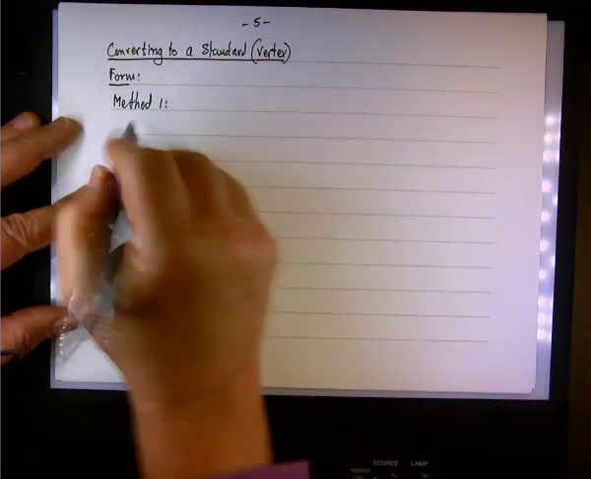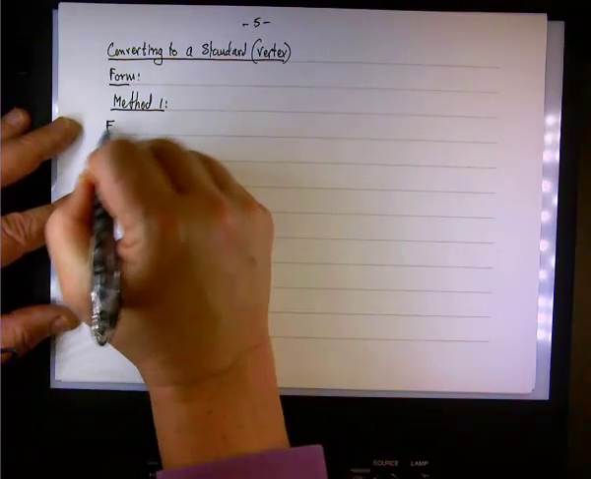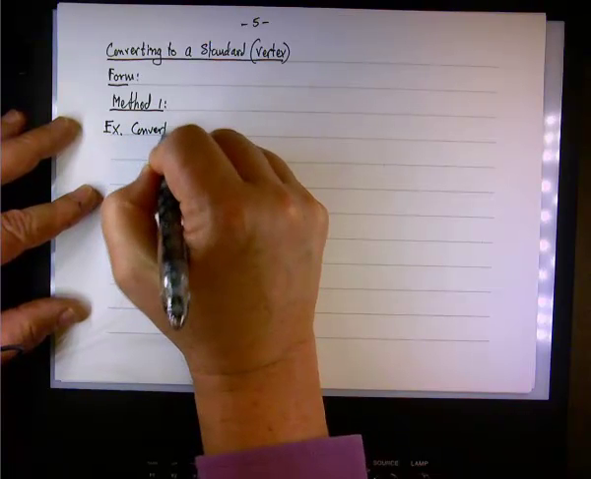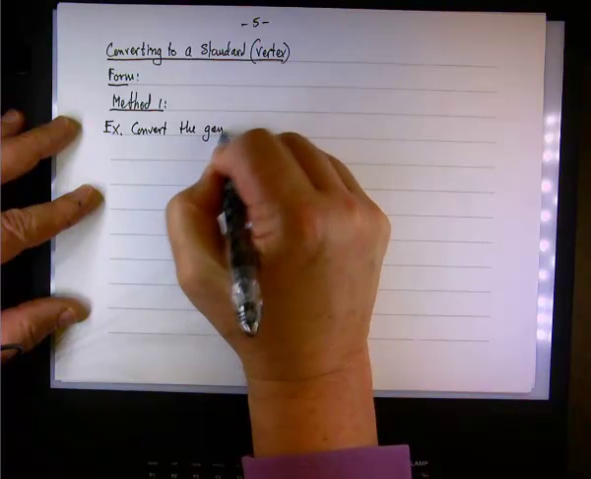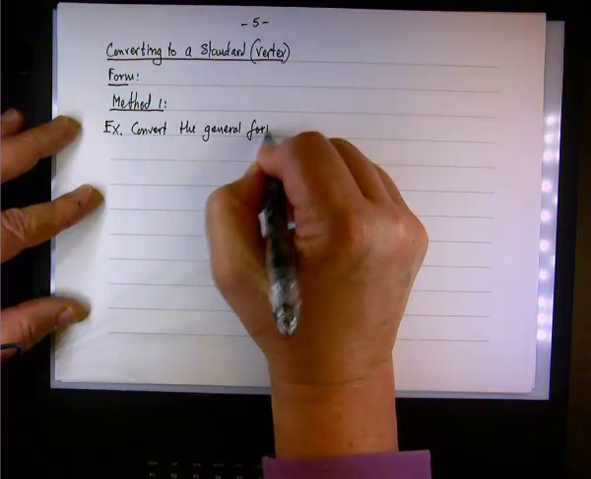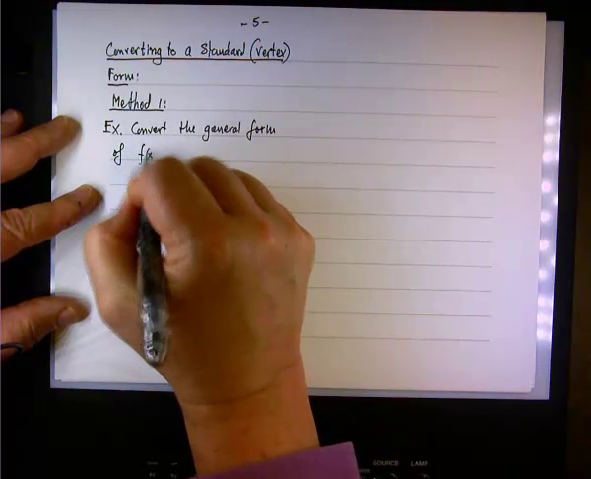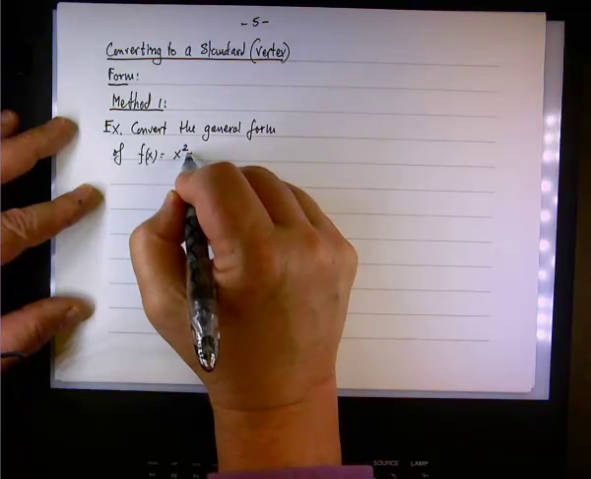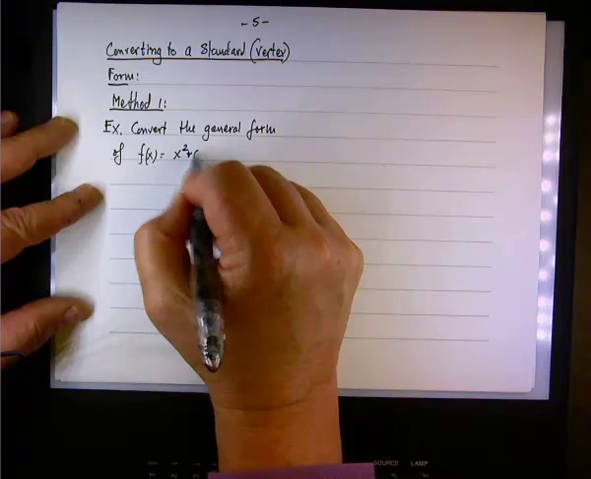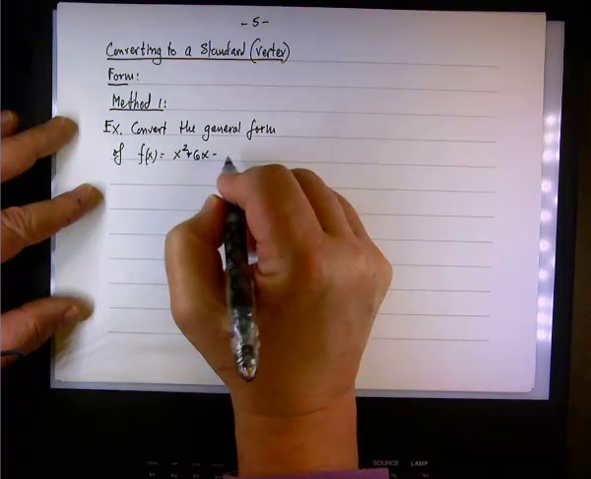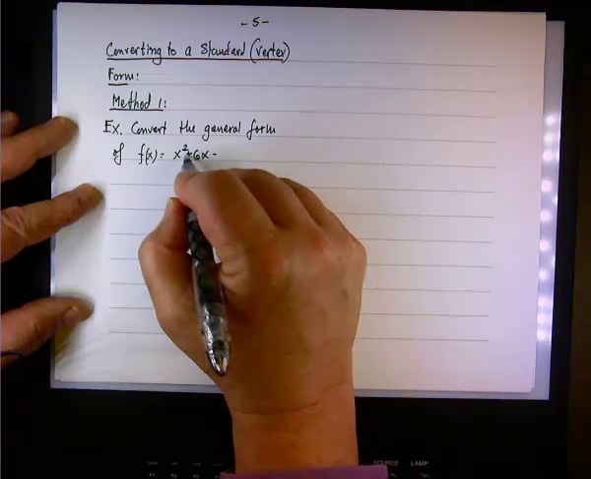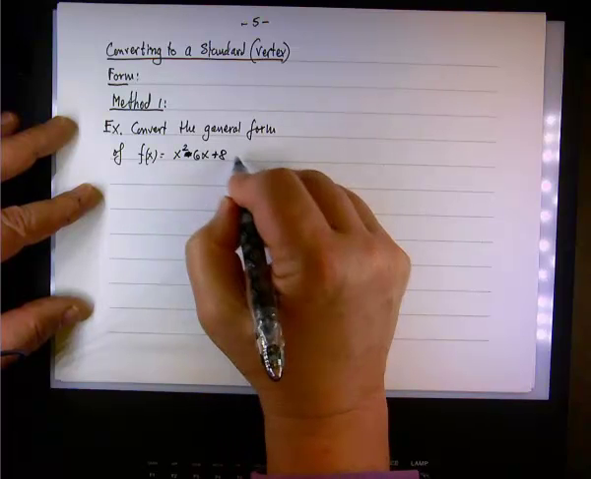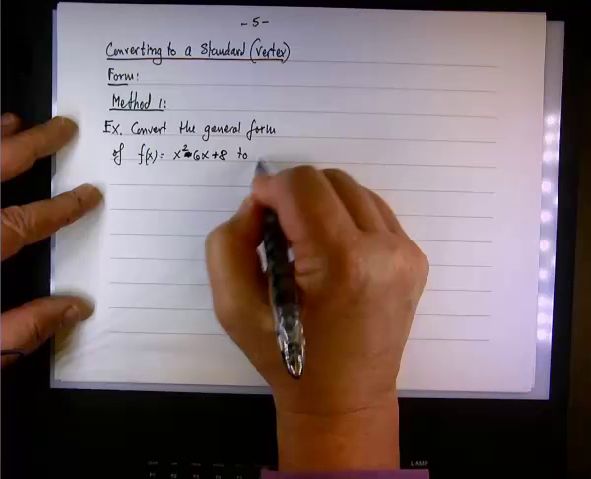The first method. By way of example, convert the general form of f of x equals x squared minus 6x plus 8 to a standard form.